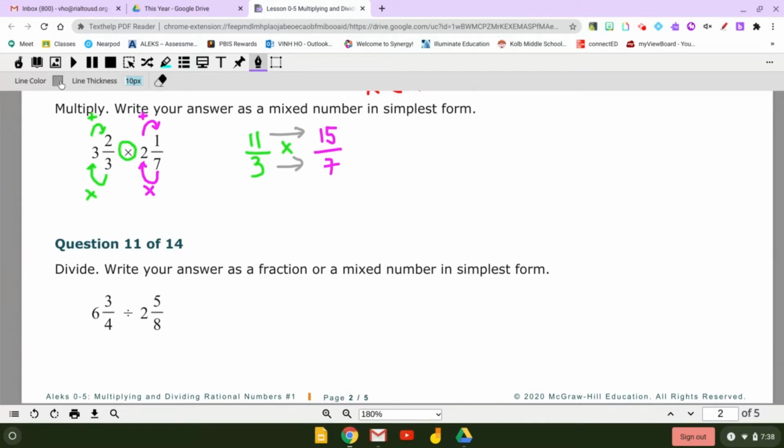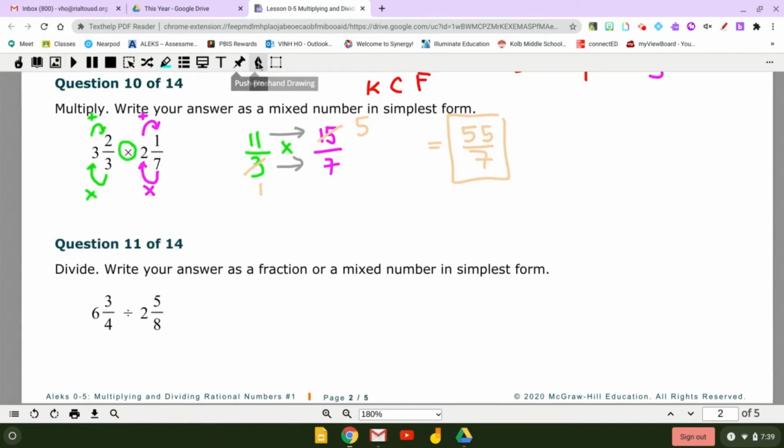So how about we reduce this to make it easy? 3 going into 15, 5 times. Then I can multiply 11 times 5 is 55, over 3 will turn to 1 because you reduce by 3. 1 times 7 is 7. So 55 over 7. That's it. So I don't need the calculator for this. All right, now problem 11.